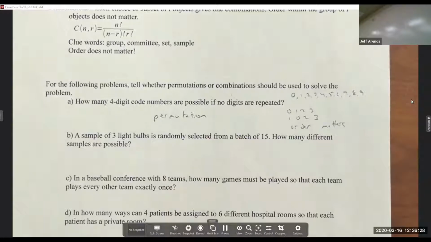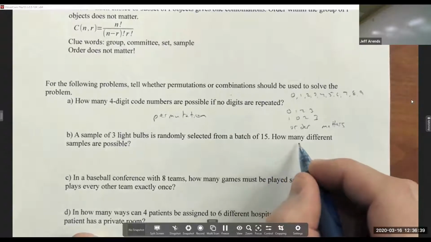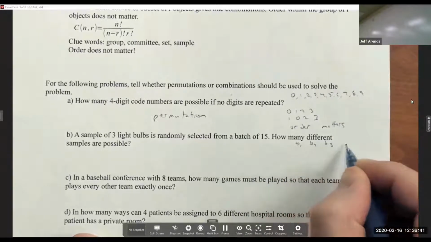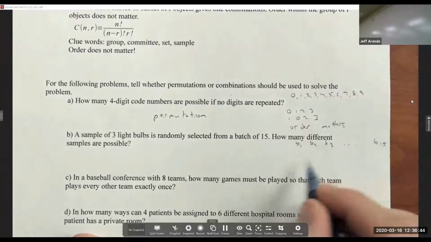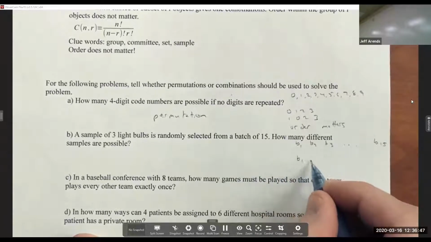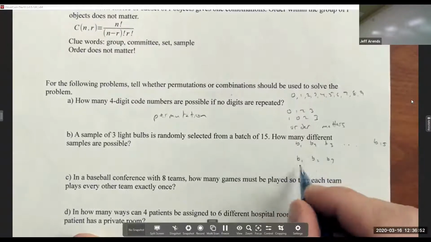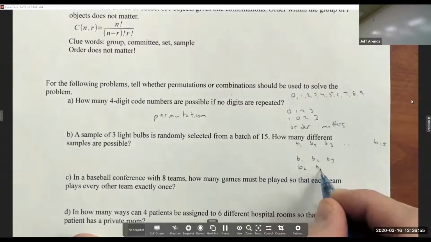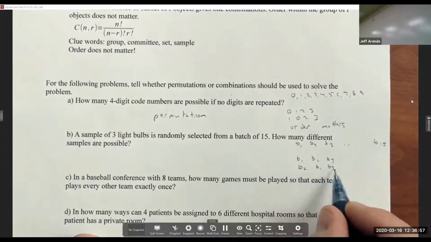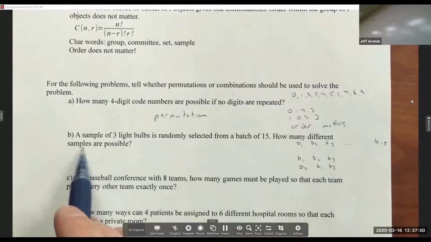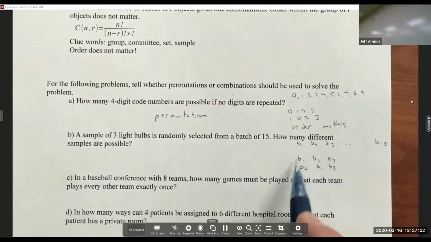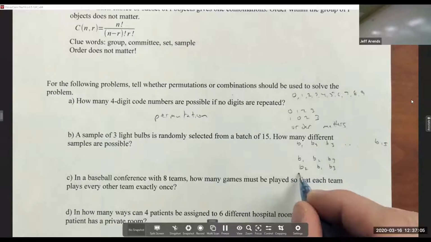A sample of 3 light bulbs is randomly selected from a batch of 15. How many different samples are possible? All right, so we have 15 bulbs, B1, B2, B3, all the way up through B15. We're picking a sample of 3 of them. Let's say B1, B2, B3. To figure out if order matters, would we count this separately from B2, B1, B3? Since we're talking about just taking a sample, that implies these 2 would not be counted separately. So I would say order does not matter here.